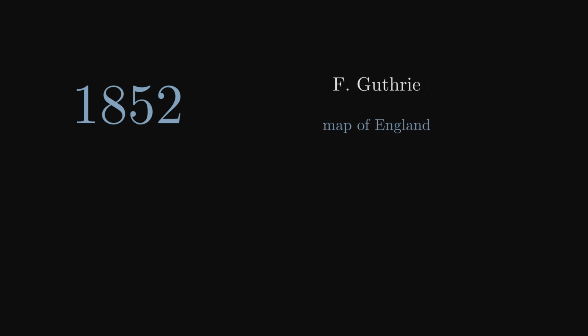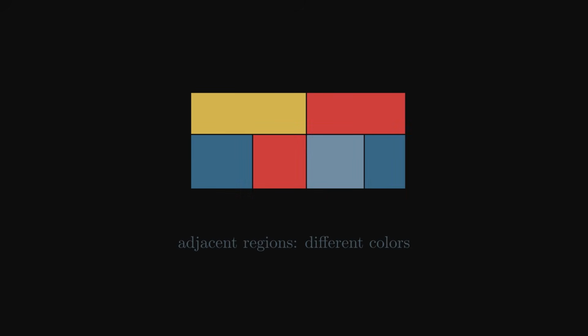In 1852, a young man named Francis Guthrie was colouring a map of the counties of England. He had a rule: any two counties that shared a border had to be different colours. 2 colours, 3 colours, 4. He noticed something strange. Every map he tried, no matter how complicated, could be done with at most 4 colours. This was suspicious. The map of England, the map of France, the map of any country he could think of, 4 colours always seemed to work.